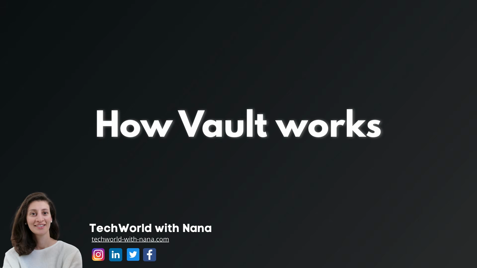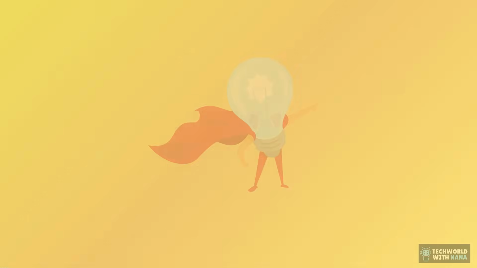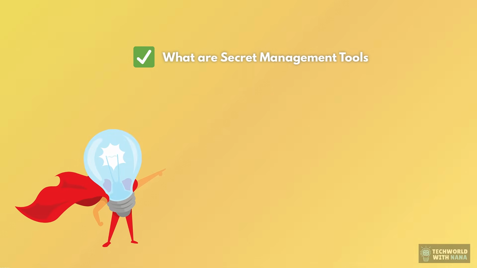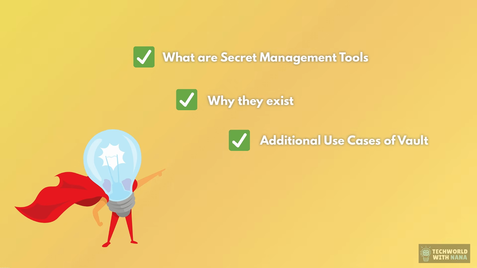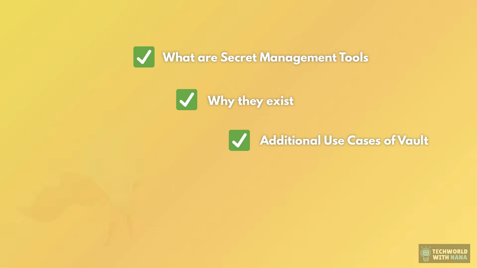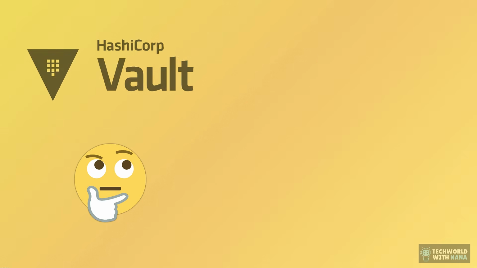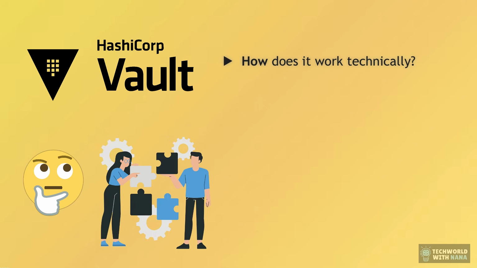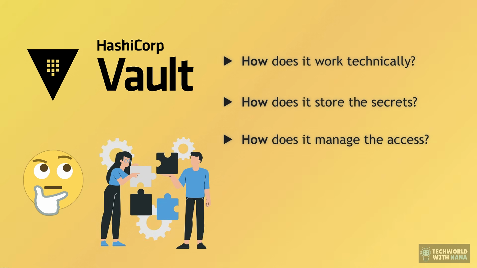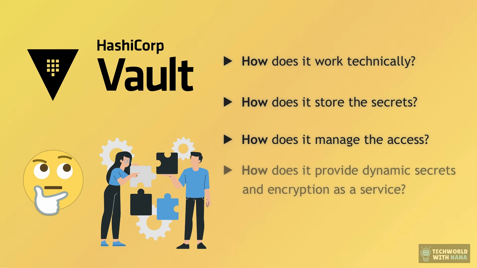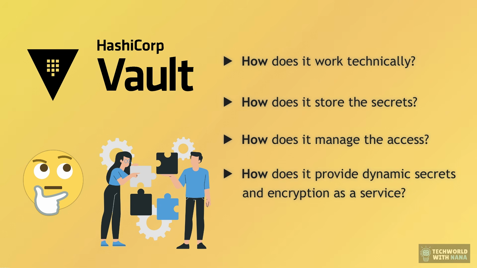Now back to how Vault works. You understand what secrets management tools are, why they exist, and some of the additional use cases that Vault specifically provides. Now the question is, how does Vault actually do all of this? How does it work? How does it store the secrets? How does it manage access to those secrets and provide the feature of dynamic secrets as well as encrypt as a service?